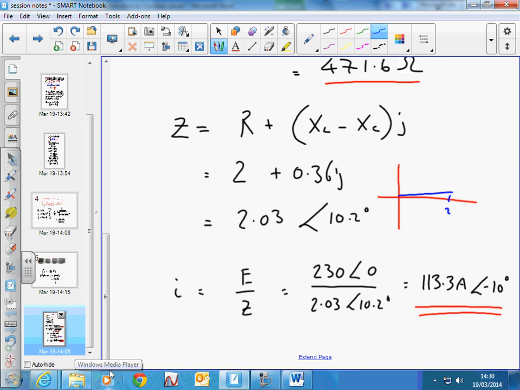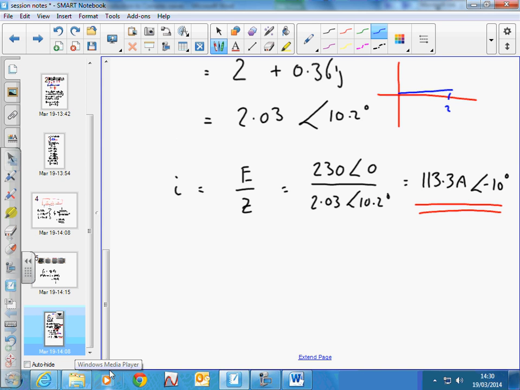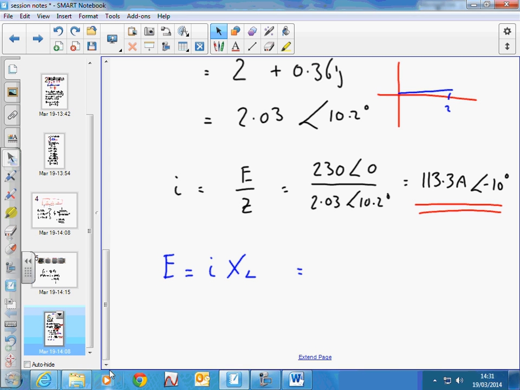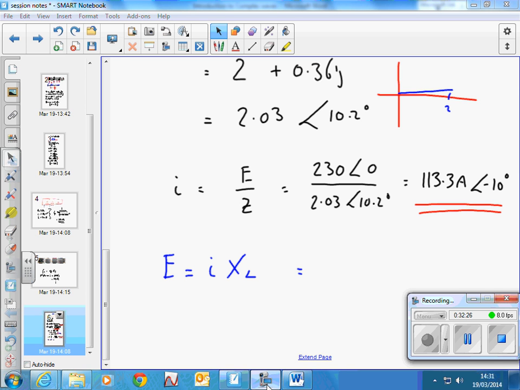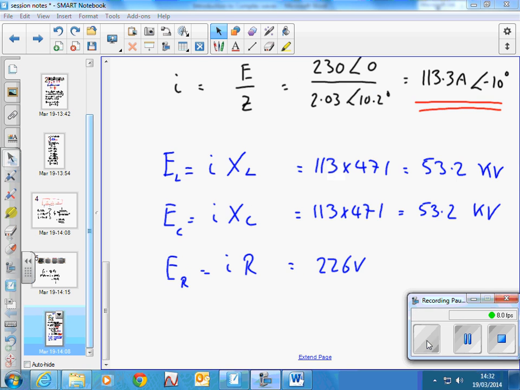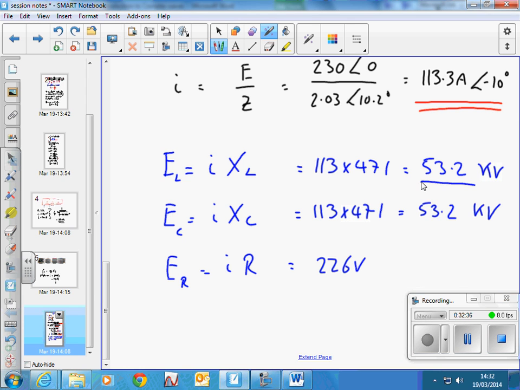V equals IR. So E, we're talking about E, equals I times the reactance. Yep, and the same for the capacitive reactance. What does the voltage turn out to be? Let's pause while you work it out. If we calculate it, we get 53-ish kilovolts across the inductor and the capacitor.